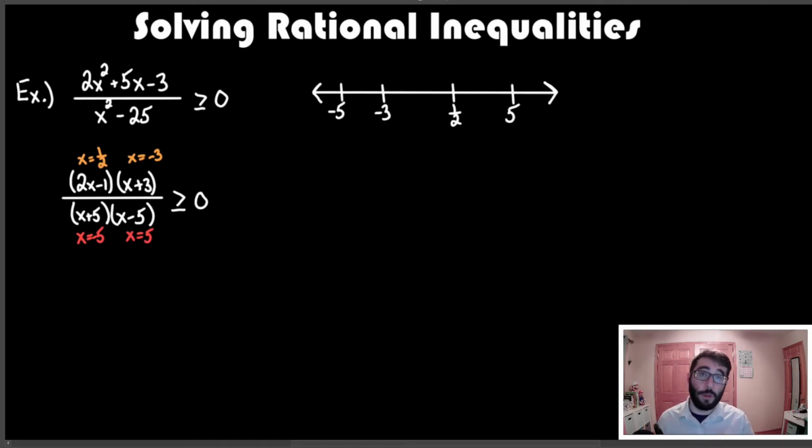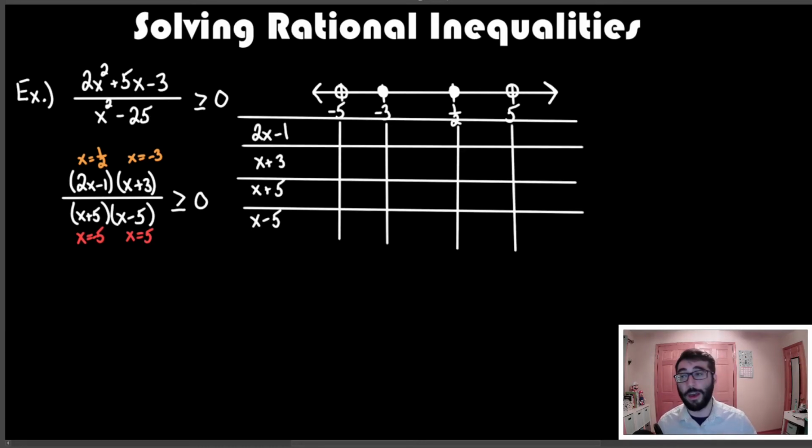But because it's or equal to, I'm going to have to include at least some of the zeros. And the ones we always include if it's or equal to are the zeros that come from the numerator. Because I can't have a 0 in my denominator. So notice I'm including 1/2 and I'm including -3 because those are coming from our numerator, and I'm excluding 5 and -5 because those come from our denominator. You can see as the open and closed circle whether it's included or excluded, and then we go ahead and set up our sign table. And from there, we're just going to go ahead and test each interval.